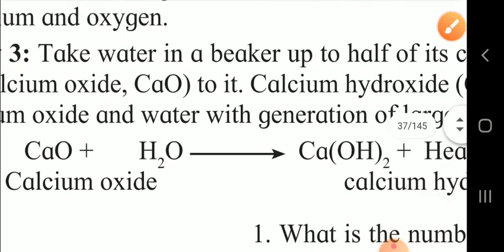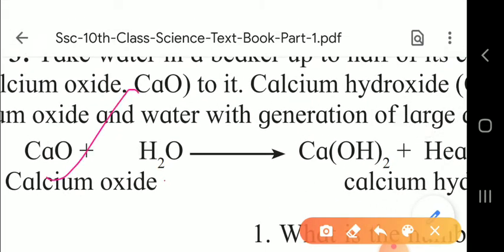This is the reaction, children. Calcium oxide and water react to form calcium hydroxide, Ca(OH)2, plus heat liberated, or heat released. This is the chemical equation. You have to learn all these chemical equations because they are important, and if you write them correctly, you'll get full marks in this.